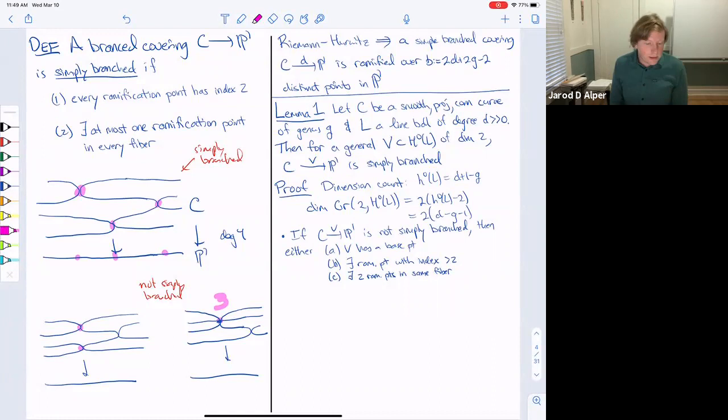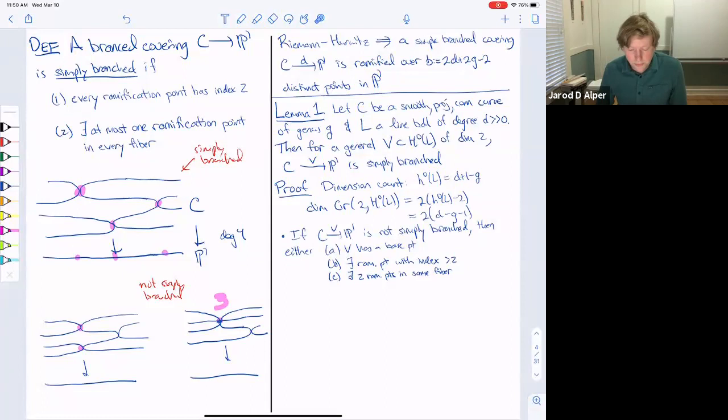So if you have a simply branched covering, then Riemann-Hurwitz implies that it is ramified over this number, which I'm calling B, 2d plus 2g minus 2 distinct points in P1. This seems like a nice notion, but we need to show that smooth curves have simply branched coverings. This is the content of the first lemma. I take a smooth projective connected curve of genus g and a line bundle of sufficiently high degree. You can make the bound explicit if you want. The statement is that for a general two-dimensional subspace of the sections of L, the induced map defined by this linear series is simply branched.